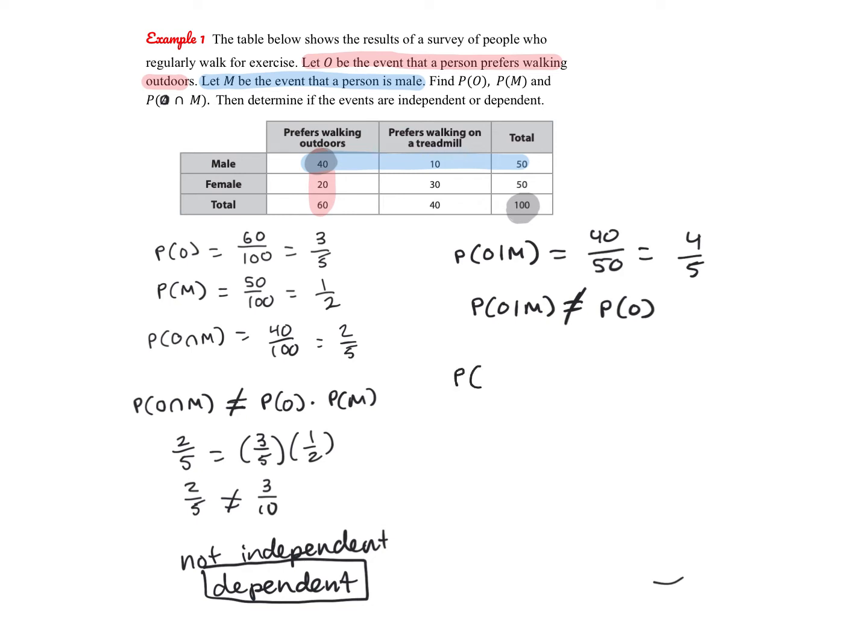Or we can even do the same with the probability of event M given O. So if prefer walking outdoors is the condition, that means there are 60 people that meet that condition. And of those, 40 of them are male. So that's 2/3. So we can see that the probability of M given O is not equal to the probability of M, which is 1/2. So again, we're showing in a third way that these two events are not independent and are therefore dependent. Any way that you want to do this is fine, but it's good to know different ways of approaching this problem.